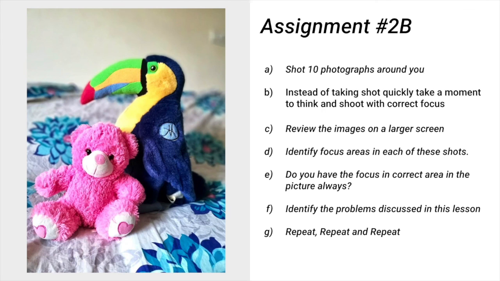The second assignment: shoot 10 photographs around you. Instead of taking a shot quickly, unlike the last assignment, take a moment to think and shoot with correct focus. Review the images on a larger screen. Identify focus areas in each of these shots. Do we have the focus in the correct area in the picture always? Identify the problems discussed in this lesson. Repeat the process.